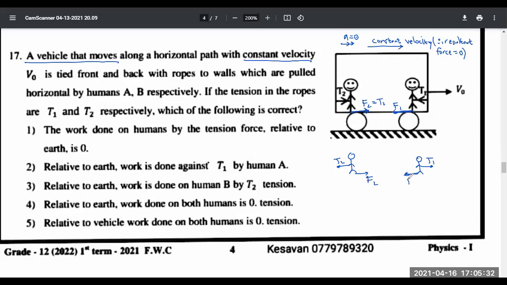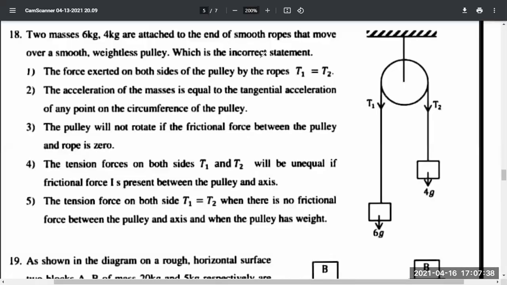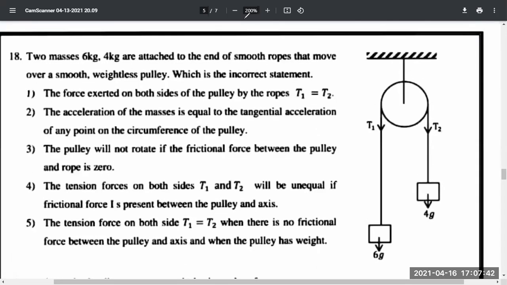So let's see what the statements are saying. The work done on humans by the tension force relative to earth is 0. Relative to earth, work is done against T1 by human A. Relative to earth, work is done on human by T2. Right. So it looks like there were some problems with the statements. Let's get back to the 17th. Now we'll do the other questions and finish it off.